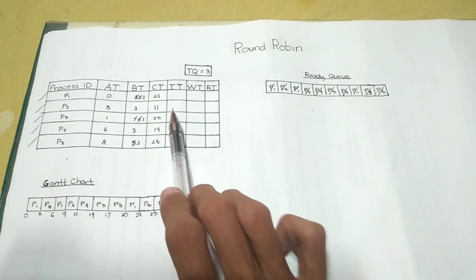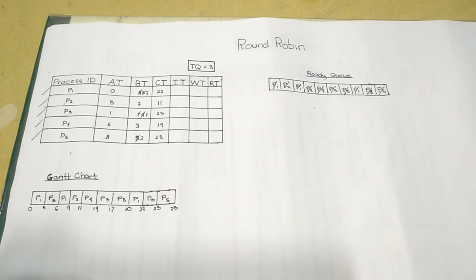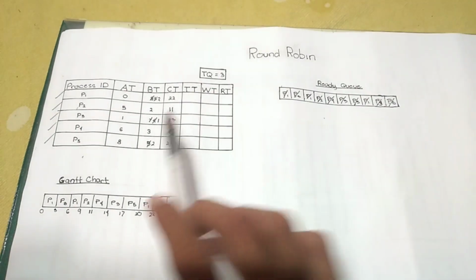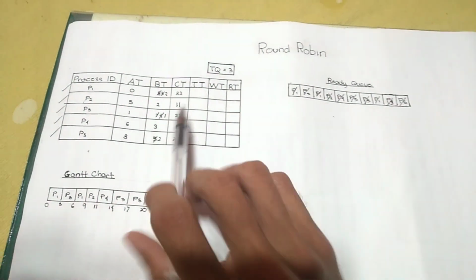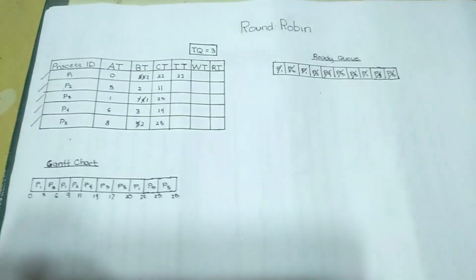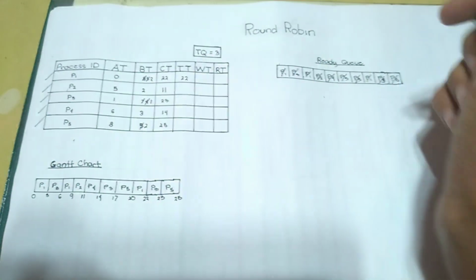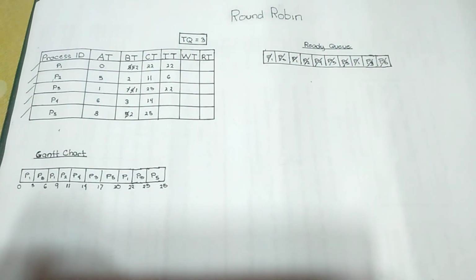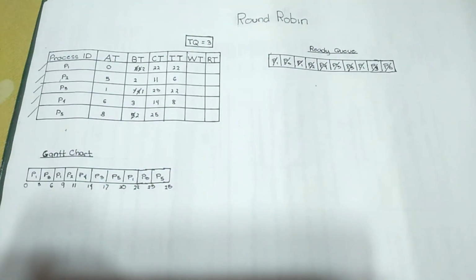Next, the turnaround time. To get the turnaround time, we need the completion time minus arrival time. So 22 minus 0 equals 22. 11 minus 5 is 6. 23 minus 1 is 22. 14 minus 6 is 8. 25 minus 8 is 17.